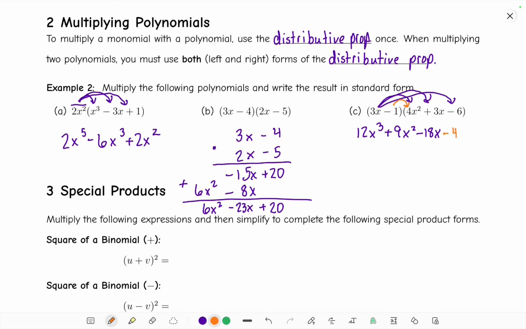So negative 1 times 4x squared is negative 4x squared. Negative 1 times 3x is negative 3x. And negative 1 times negative 6 is positive 6. Then you go through and combine like terms. So 12x cubed plus 5x squared minus 21x plus 6 is our final answer.